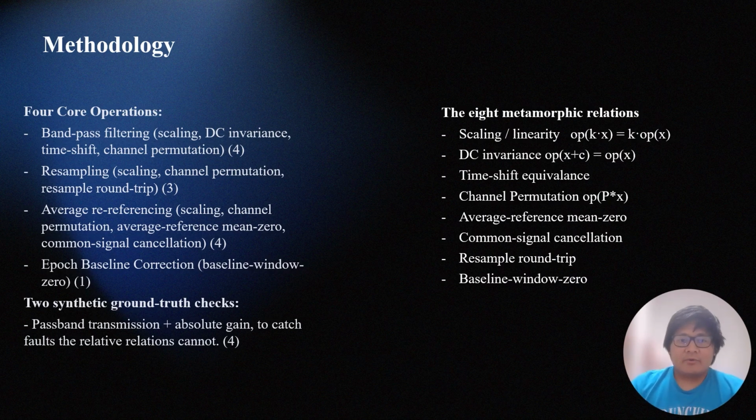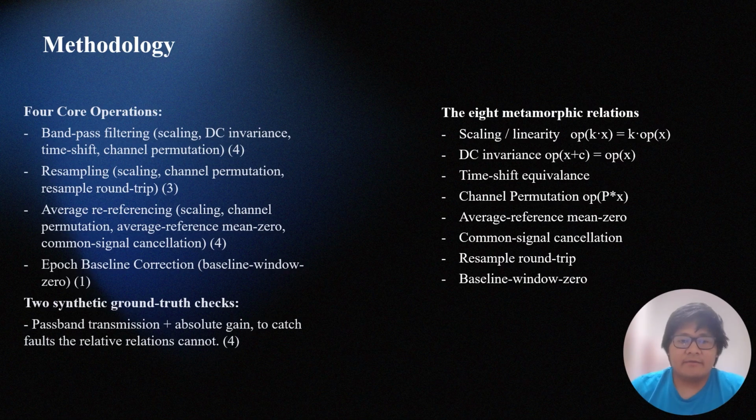Then there's resampling, where you change how many measurements per second you keep, whether you go from 600 snapshots down to 300, just ways of storing or saving data. Then there's average re-referencing, which is specific to EEG, where it only measures differences in voltage, so every number is relative to some reference point. Re-referencing compares each electrode against the average of all of them.